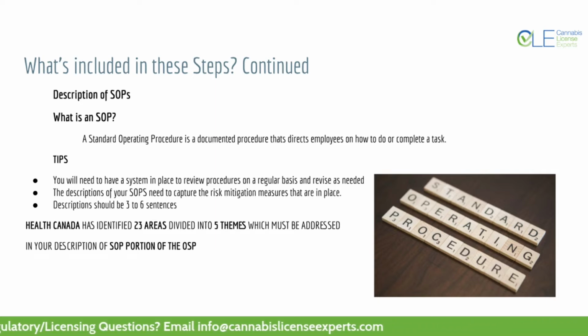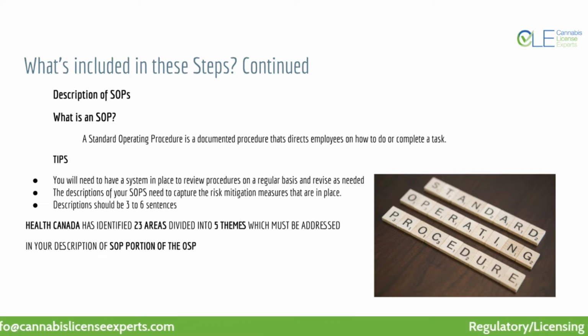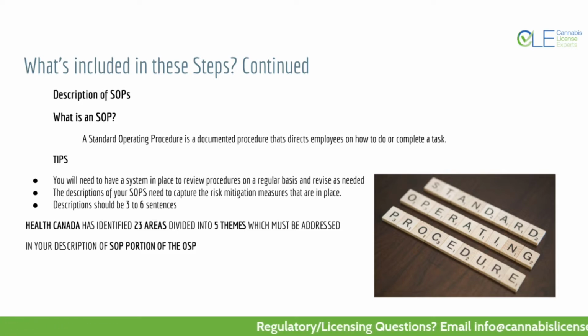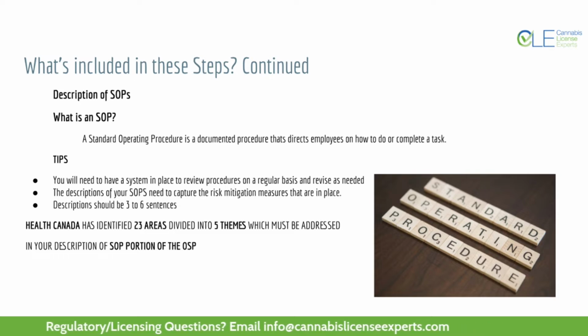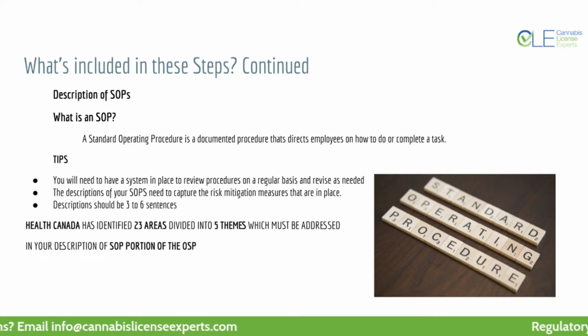A few tips when creating your descriptions of SOPs: you will need to have a system in place to review procedures on a regular basis and revise as needed. The descriptions of your SOPs need to capture the risk mitigation measures that are in place. This is specific to, obviously, the SOPs. And each description should be 3 to 6 sentences.